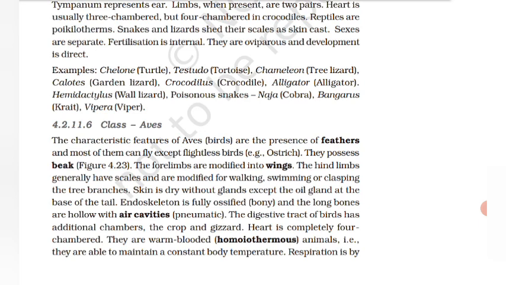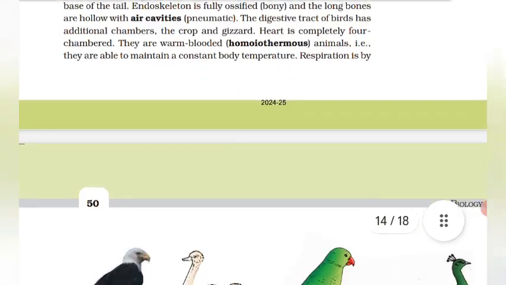Next phylum Coelenterata that is Cnidaria. Level of organization है tissue, symmetry है radial, coelom absent है, segmentation absent है, digestive system incomplete, circulatory system absent, respiratory system absent. Distinctive feature जो है cnidoblast present होते हैं. Next phylum is Ctenophora.